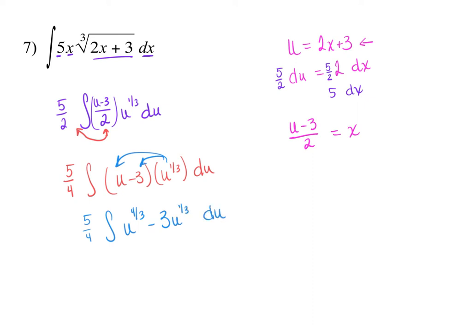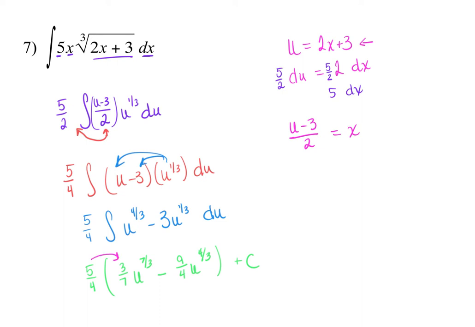And now I can do my antiderivative. Leave that 5/4 out here for right now. My new exponent is going to be u to the 7/3 times 3/7, always divide, minus u to the 4/3 times 3/4. So this is actually going to be what, 9/4 plus c. And I think they, in the answer key, just distribute that through when they replace it.